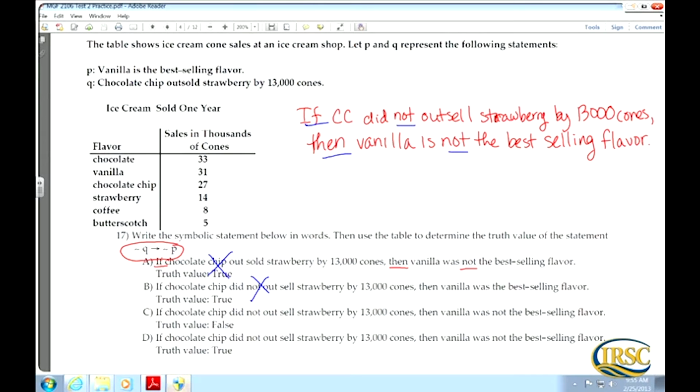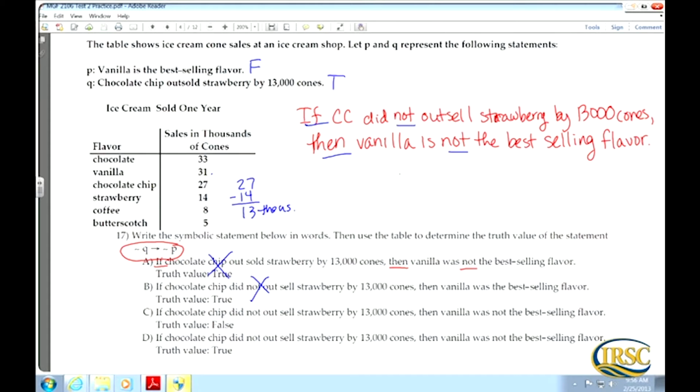So what I think is the best way to do this is just focus on P and Q and look at this chart. So first of all, was vanilla the best-selling flavor? Okay, so no, it had 31,000 sales in cones, whereas chocolate had 33. Okay, so that means that P is false. And now Q, chocolate chip outsold strawberry by 13,000 cones. Okay, so what do we have to do with the numbers? Subtract. So 27 minus 14 is 13, and these are in thousands. Okay, so chocolate chip did outsell strawberry by 13,000 cones, so this one is true.